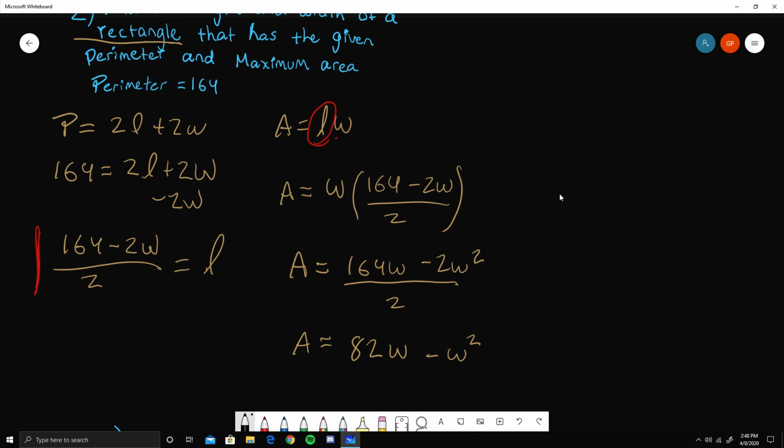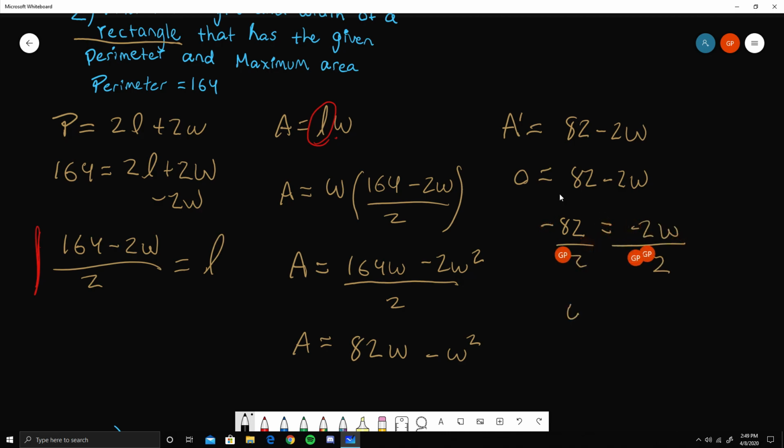So now I need to apply the derivative to find the critical values as I did before. So A prime is going to give me 82 minus 2W. Now my next step is to solve for the 0. So I'm going to make it equal to 0 and I'm going to solve for W. So move the 82 over and then divide by negative 2. And I get that W is equal to 41.